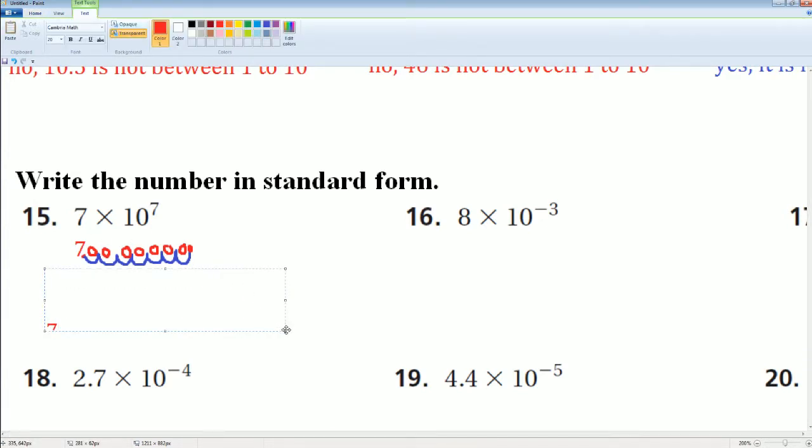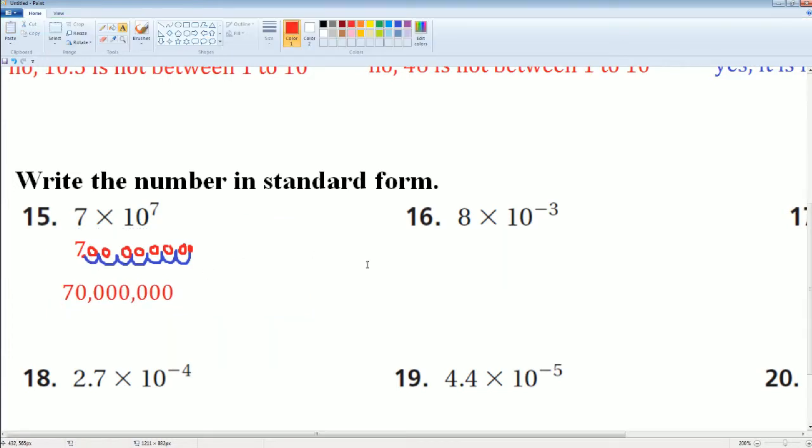Okay. You see? 7. 1, 2, 3, 4, 5, 6, 7. There were 7 in total. Right? Hold on. 1, 2. So 1, 2, 3, 4, 5, 6, 7. Good. So it is 70,000. Huh. One of you told me it was 7 million in class. It's 70,000. Look at how many times you move it over.